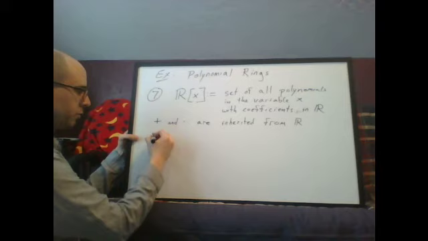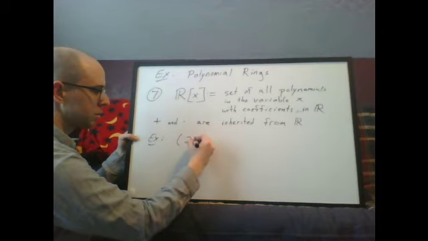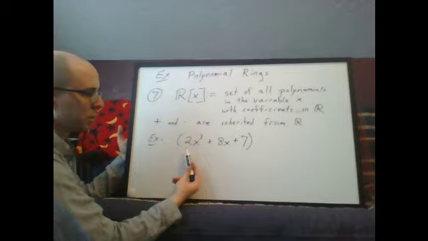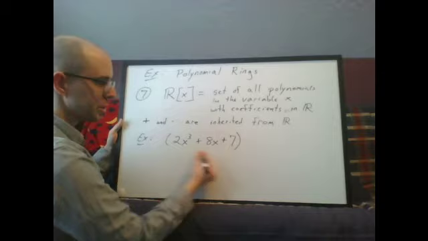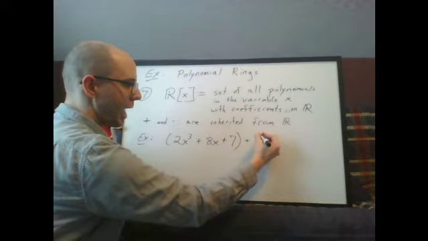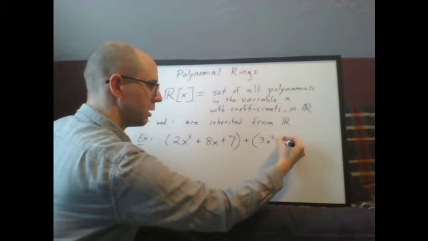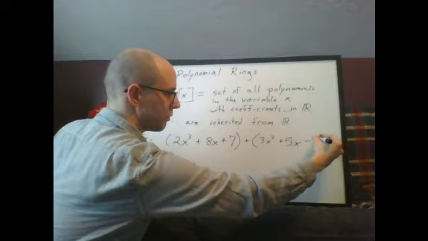All right, so for example, one polynomial would be something like 2x cubed plus 8x plus 7. So we're adding up powers of x with coefficients for each power. The coefficient has to be from the real numbers. So this is one element of R bracket x, R[x]. If I want to add, so 2x cubed plus 8x plus 7, that's one element. A second element would be another polynomial. Let's say 3x squared plus 5x minus 7, or minus 6, whatever.